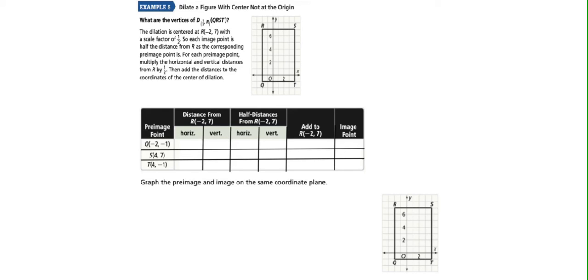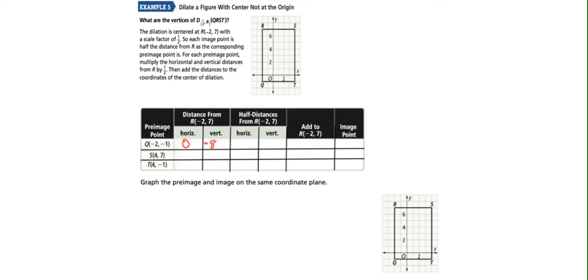Okay, so Q, right? We want to find the distance from R. Well, horizontally, they both are at -2 on the x, so the distance is 0. Vertically, this is at -1. Well, the distance from 7 to -1 is going to be -8. Right, because it's 7 and then it's at -1, so it's down 8.